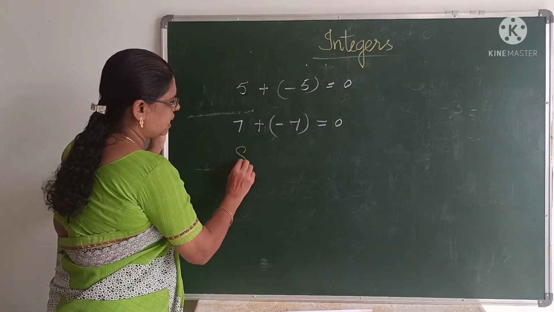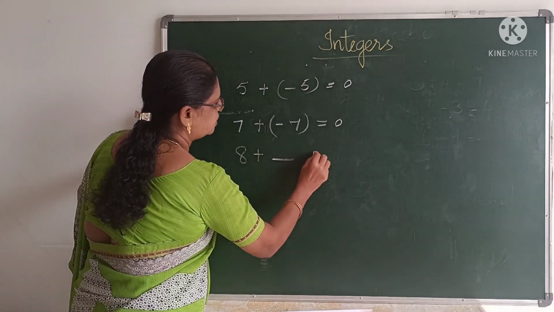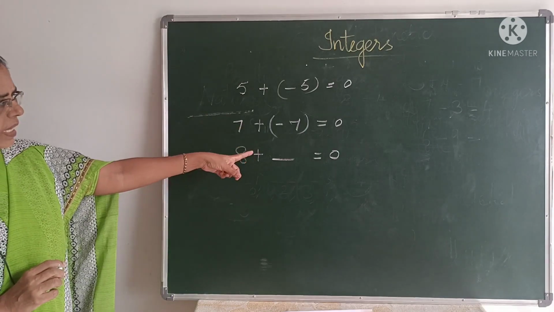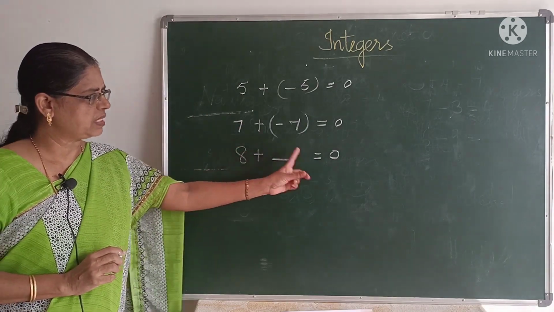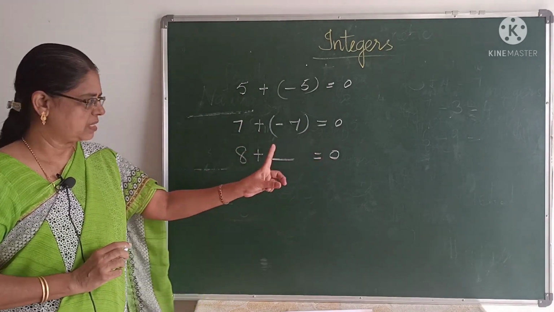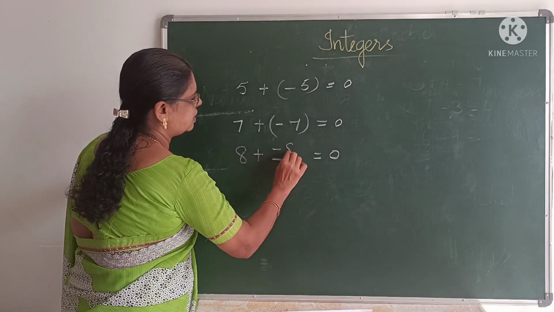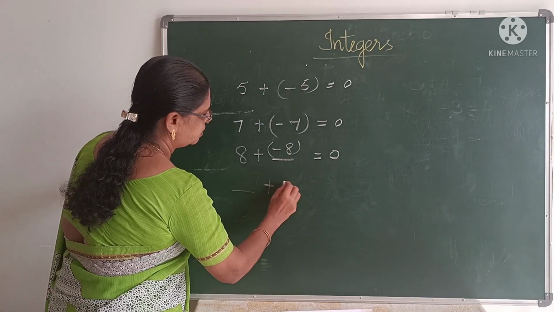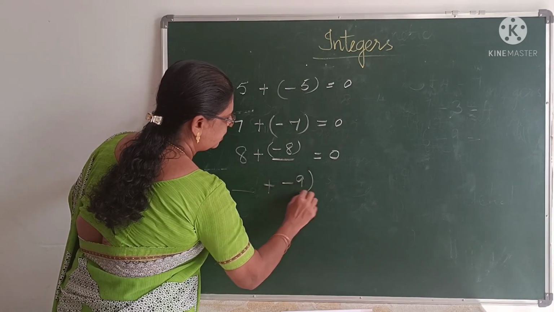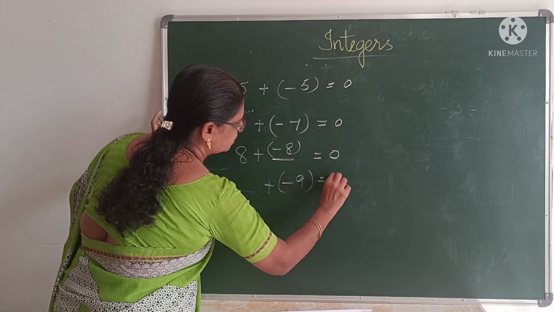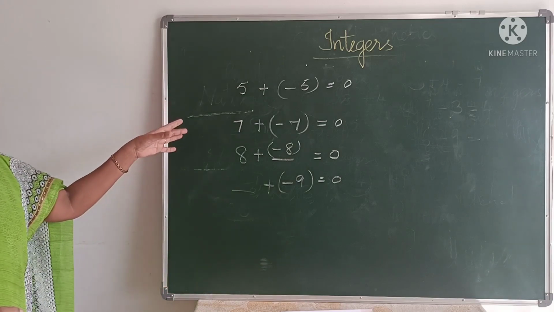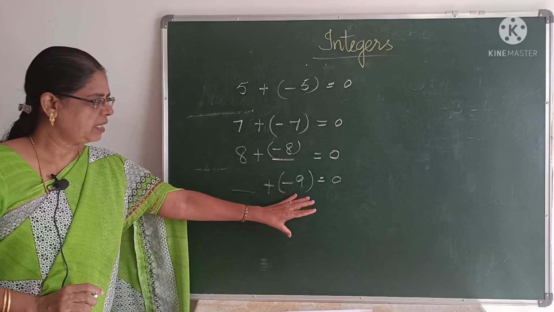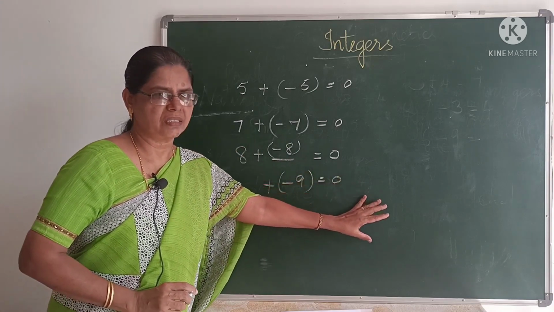So 8 plus blank is equal to 0. Children, can you guess what will be the answer here? 8 plus which number is 0? Yes, 8 plus minus 8 is 0. Blank plus minus 9 is equal to 0. So you know the rule. The sum of an integer and its opposite is 0.